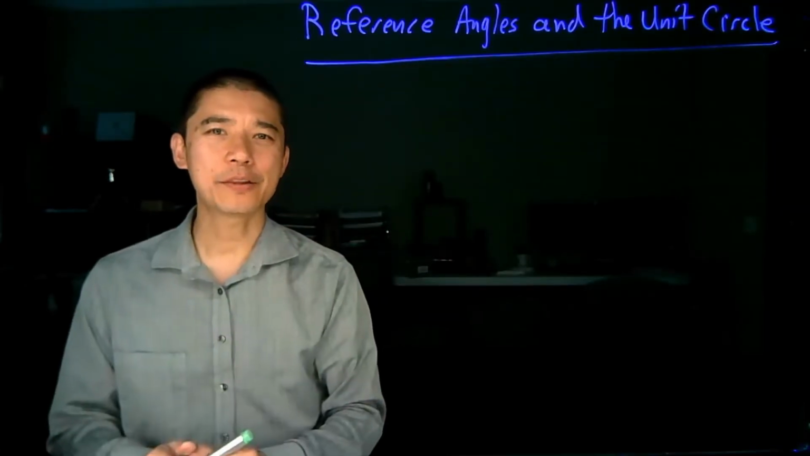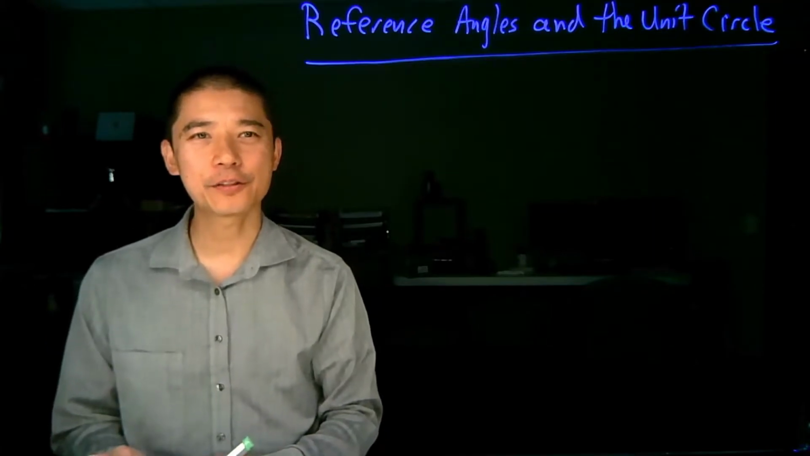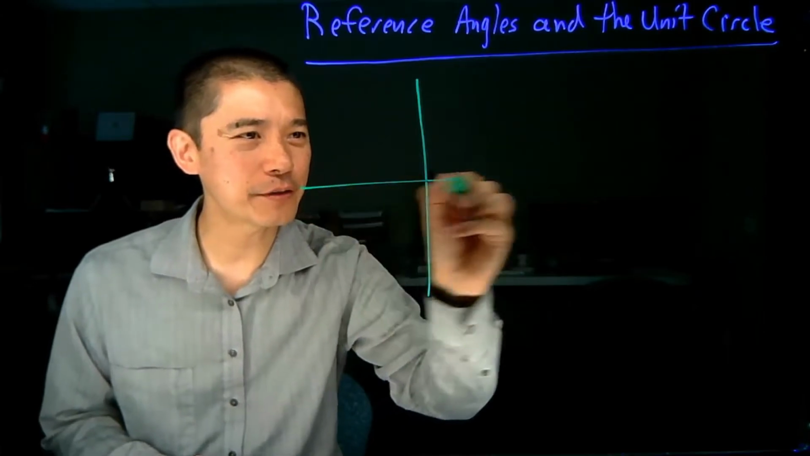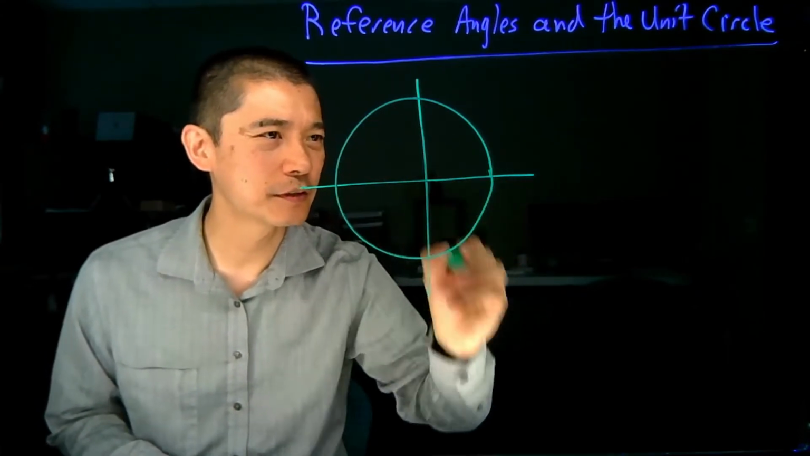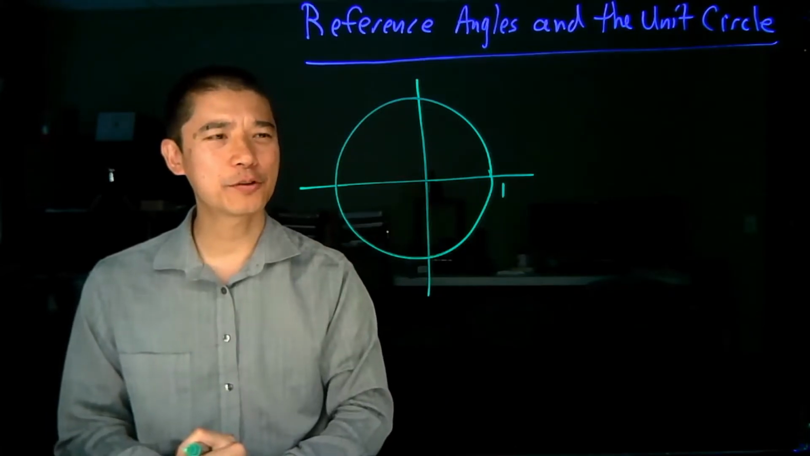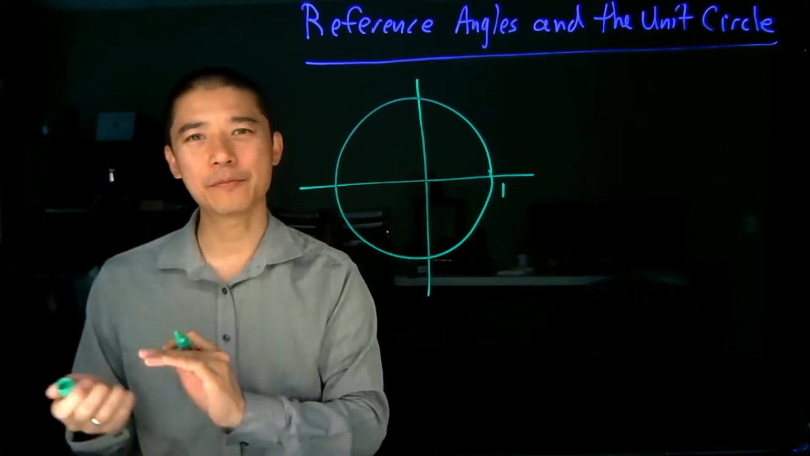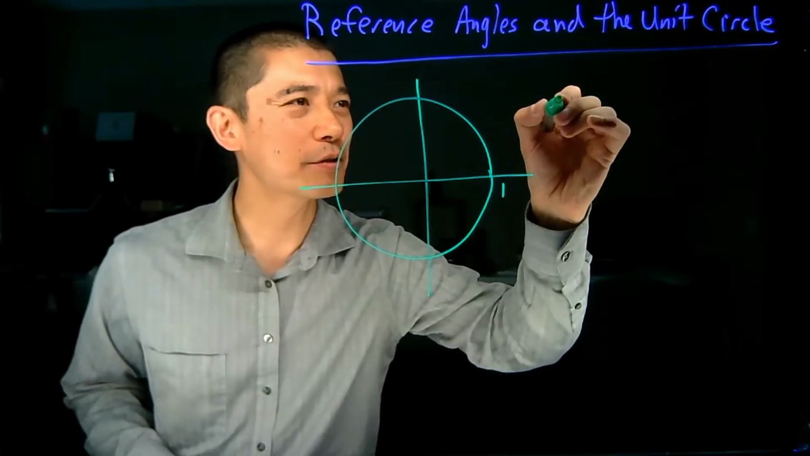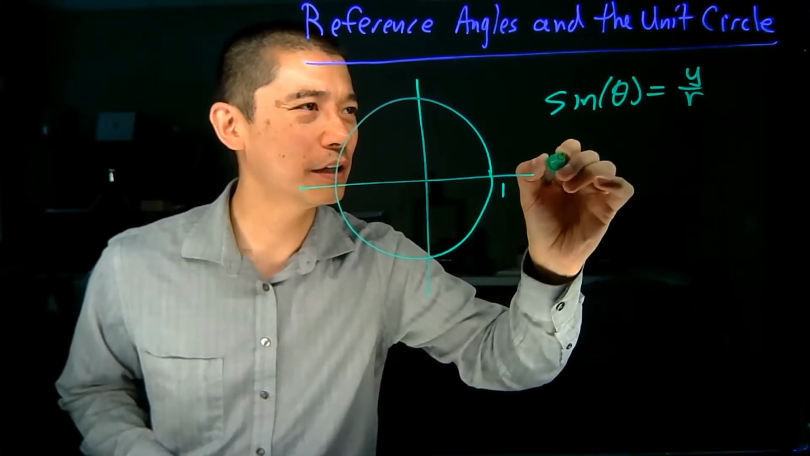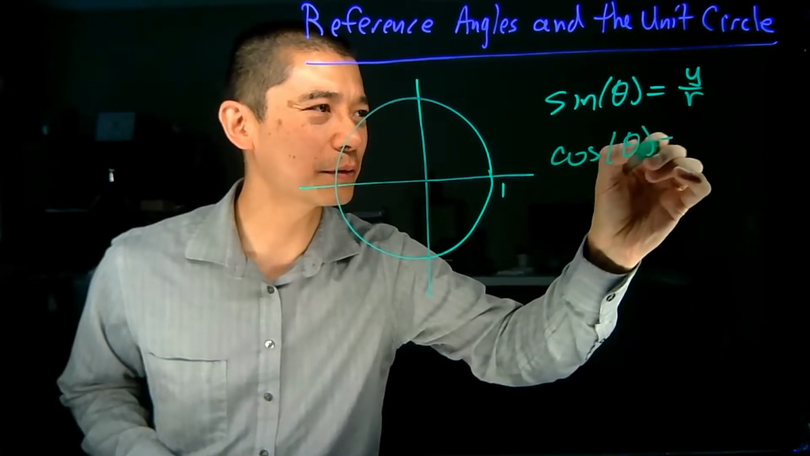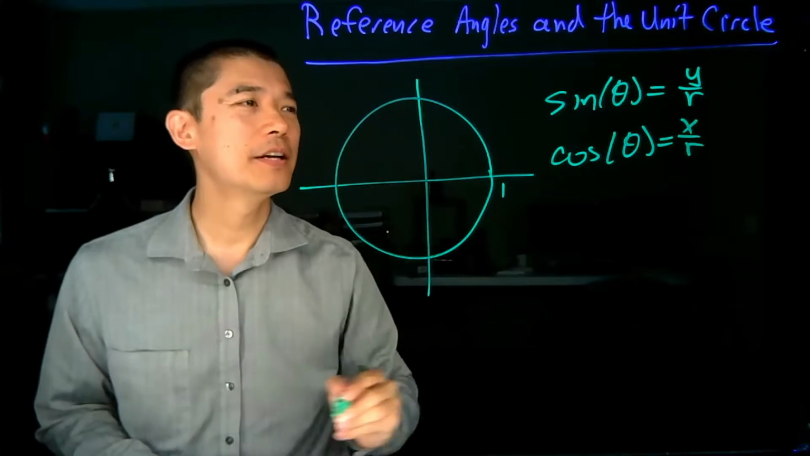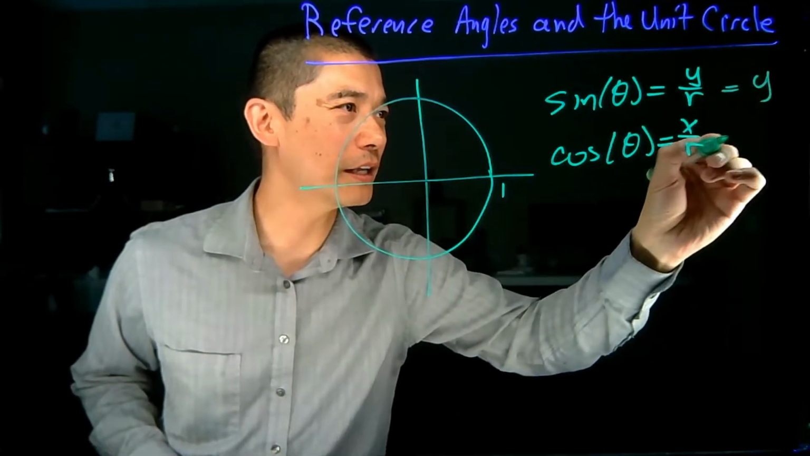We want to think about the relationship between these reference angles and the unit circle. Now the unit circle is just a circle of radius 1 centered at the origin. So this is a radius 1. And we like thinking about the unit circle for the sine and cosine functions because it makes the denominator equal to 1. So remember that sine of theta is equal to y over r, and cosine theta is equal to x over r. And if we just pick that r to equal 1, then this is equal to y and this is equal to x.